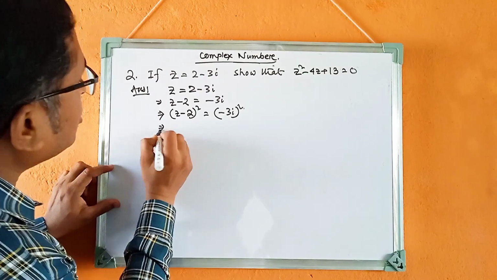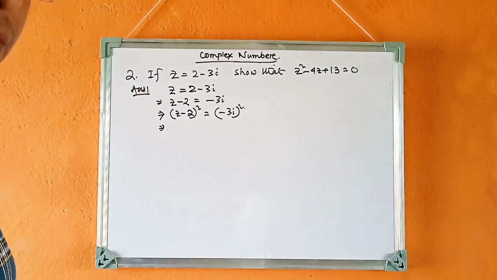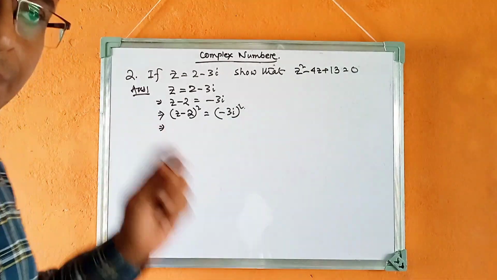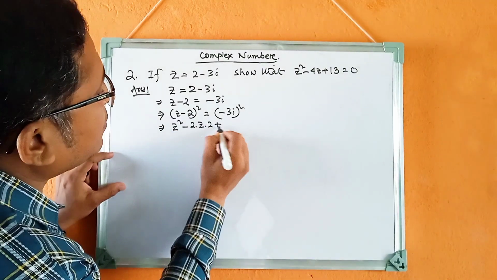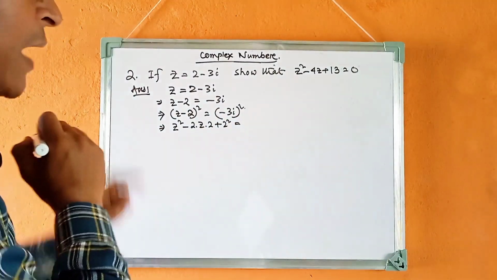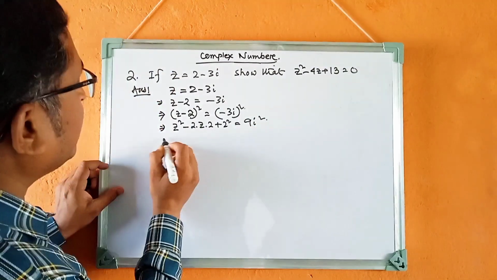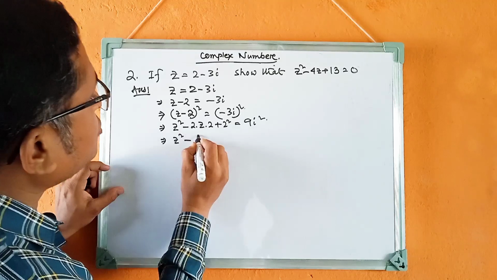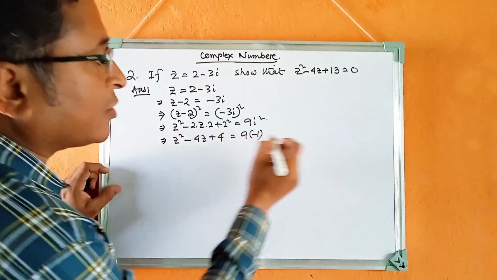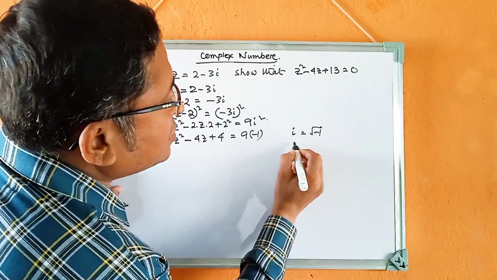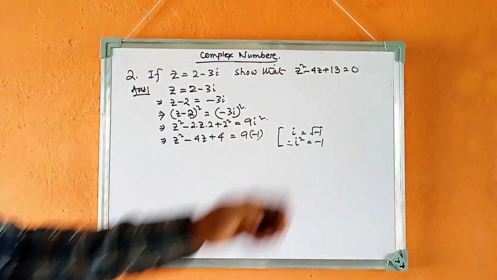So for (z minus 2) whole square, using the formula of (a minus b) whole square, all of you know that is a square minus 2ab plus b square. So we write z square minus 2 into z into 2 plus 2 square equal to (minus 3i) whole square. Minus becomes plus, so we get 9i square. Clear? So z square minus 4z plus 4 is equal to 9 into i square, and all of you know i equal to root over of minus 1, that is why i square equal to minus 1.